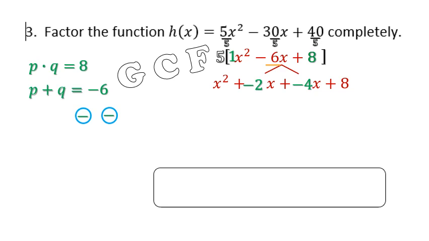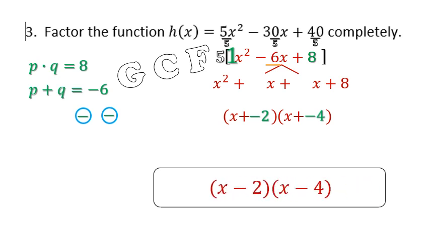or I could remember that I can jump right to my answer right now, because that leading coefficient right back here was that positive 1. If there's nothing in front of the x squared, or a 1 in front of the x squared, that means my p and q that I find are going to go right into my parentheses. So my parentheses are going to be x plus negative 2 and x plus negative 4. It always works that way when you've got a 1 in front of the x squared.